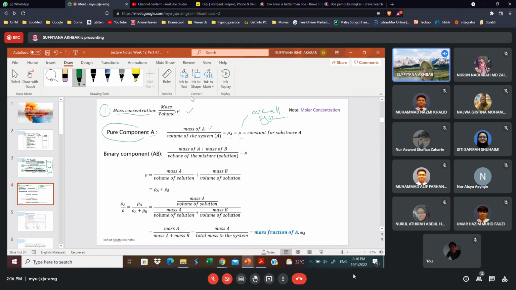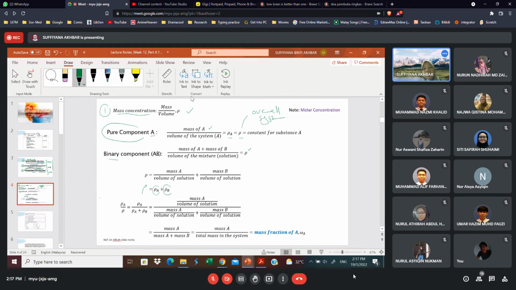Okay. Meanwhile, for the binary component, binary here means that we have two components, for example component A and B. Therefore, the mass concentration is the mass of A plus mass of B, divided by the volume of the mixture solution. So you get the density. And this density, or total mass concentration, is equal to the mass concentration of component A plus B.